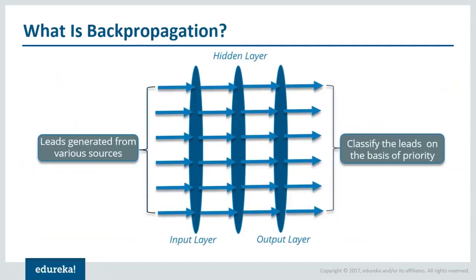So what is backpropagation? Now let us understand this with an example. We'll take the inputs as the leads generated from various sources, and my aim is to classify the leads on the basis of priority. There might be certain leads which won't make that much difference to me compared to the other leads. So I need to make sure the leads which are important get the highest amount of weight. How am I going to do that? First, we'll see the output. Then accordingly, we'll calculate the error. And based on that error, we are going to update the weight. And this process is nothing but backpropagation in a nutshell, I can say. Although the algorithm is pretty complex, this is basically what happens.